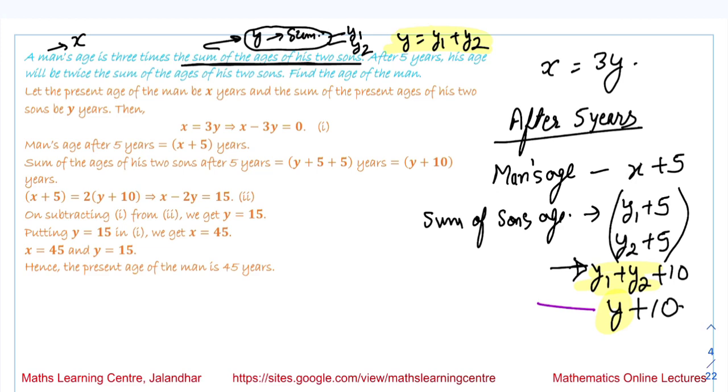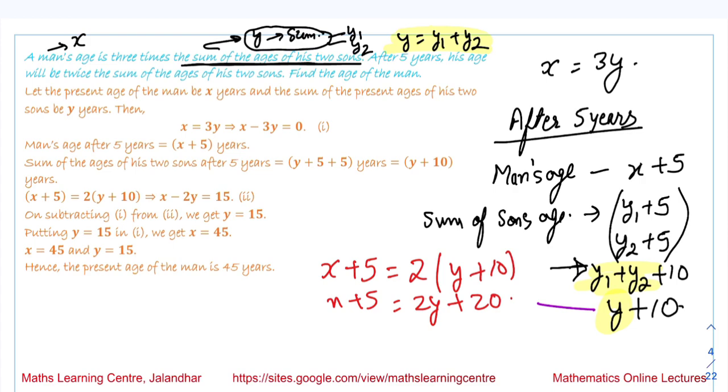Now after 5 years, what will happen? The age of the first son will increase by 5, and the age of the second son will increase by 5. So their total age will be Y1 plus Y2 plus 10, that is equal to Y plus 10. And what is given to us is that the man's age, X plus 5, is equal to twice the sum of his sons' ages. So X plus 5 is equal to 2Y plus 20.